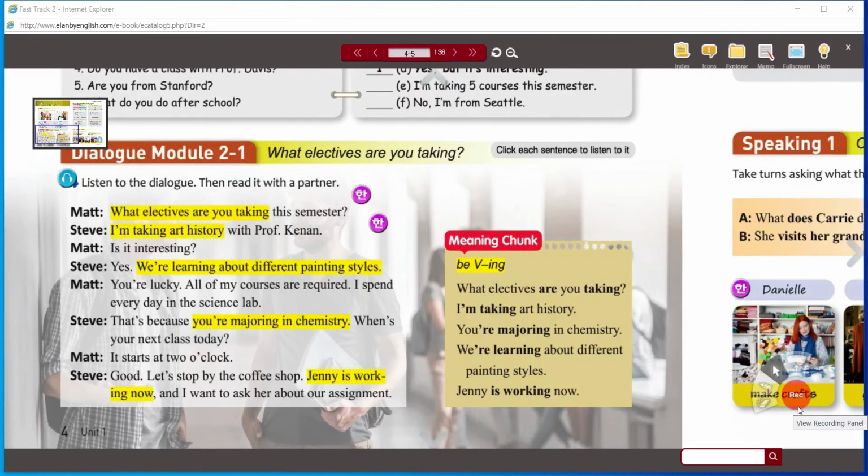All right, so listening there and reading, we can find out the answers to those questions. We know that one of the men is a chemistry major, and I guess that would be Matt, and Steve is studying art history. The name of his professor is Professor Kennan. Okay.